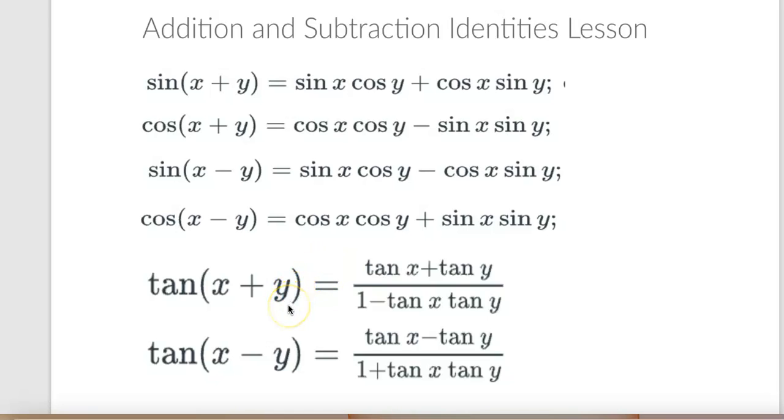Now for tangent of x plus y, our formula is tangent x plus tangent y over 1 minus tangent x tangent y, and then tangent of x minus y equals tangent x minus tangent y over 1 plus tangent x tangent y. I will be using these addition and subtraction identities in my next part. So let's go to the next topic.